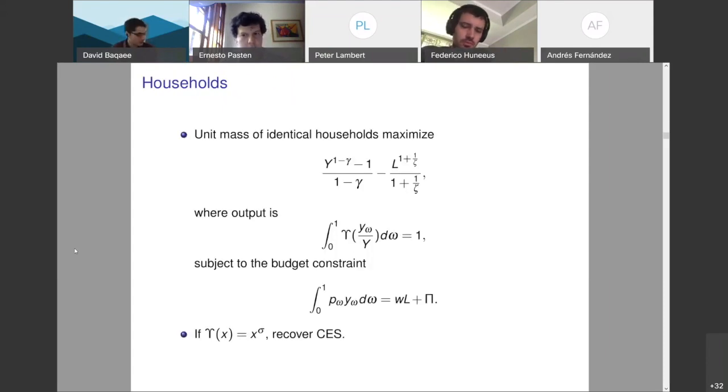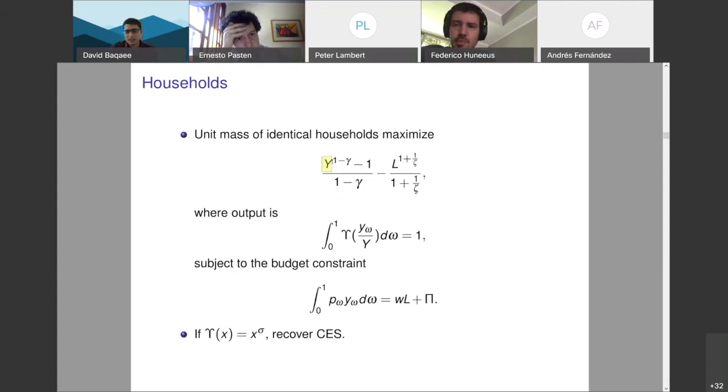So there's households and there's firms. And so I have to tell you what optimization problem each of them is facing. So the households are, there's a unit mass of them and they're identical. So there's a representative household, and the representative household is maximizing utility from consumption minus the disutility from working. So consumption is big Y and labor is big L. And so zeta, for example, here is the Frisch elasticity of labor supply.